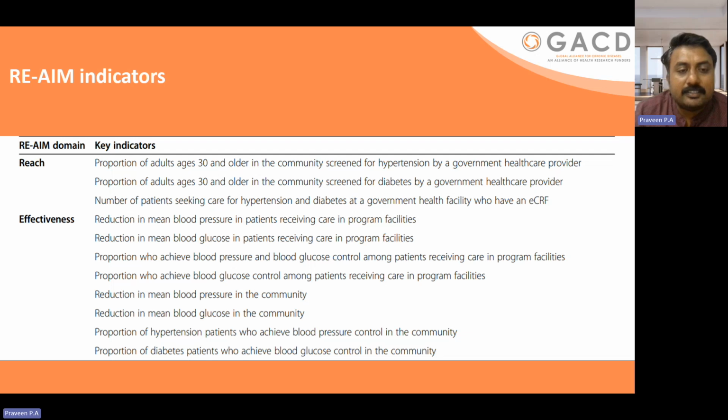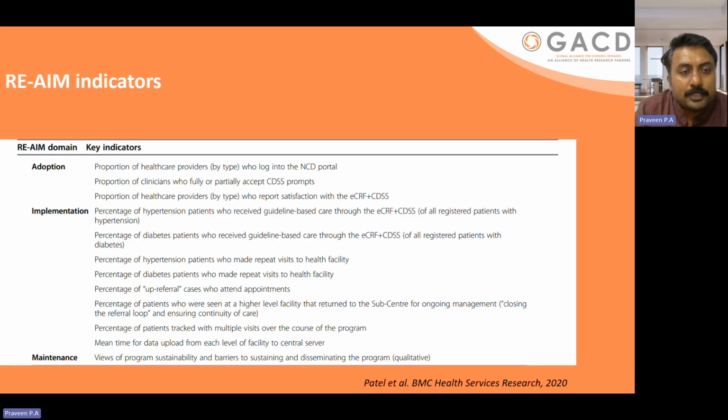The other effectiveness parameters were the control of blood pressure and glucose among those who are already diagnosed with conditions and who were seeking care at the healthcare facilities. The adoption indicators were the proportion of healthcare providers who log onto the NCD portal and the proportion of clinicians who fully or partially accept the CDSS prompts.